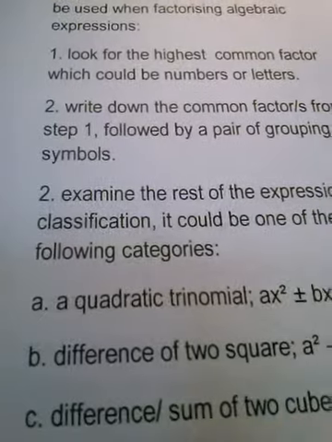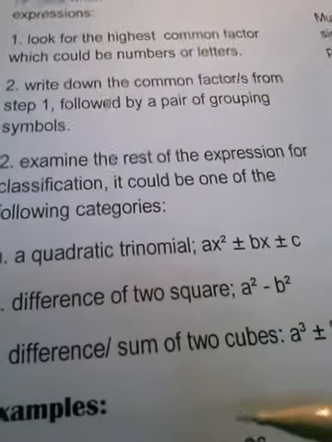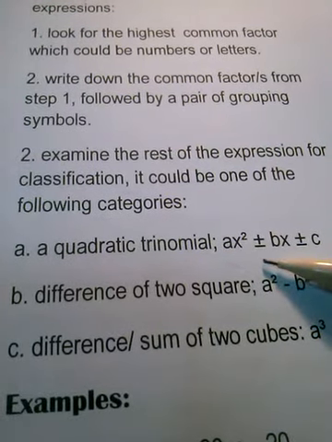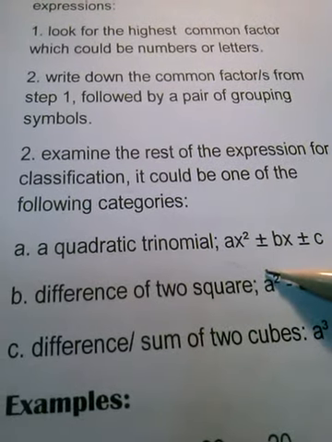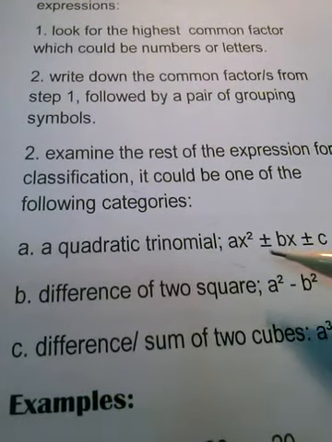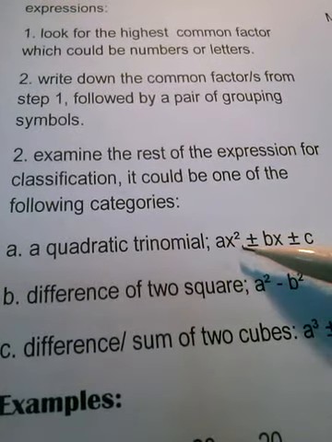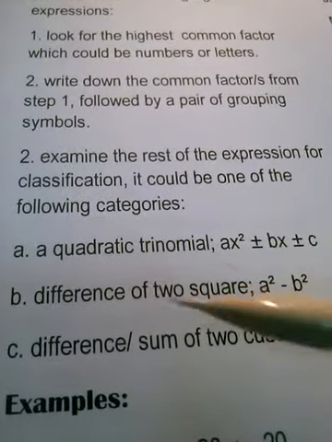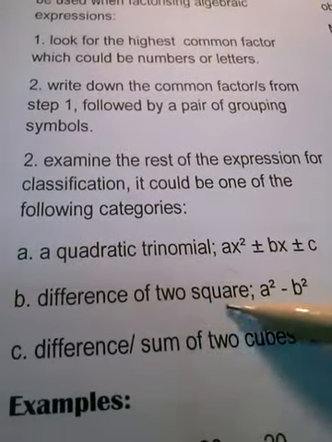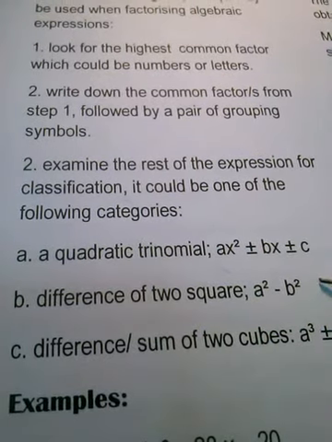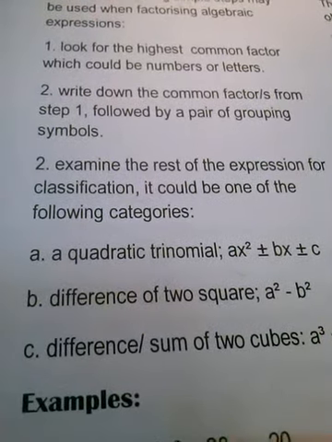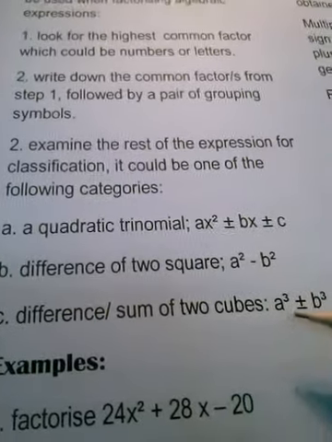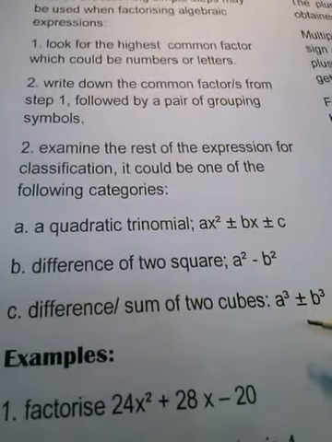The categories we have: the expression could be a quadratic trinomial, which has 3 terms. In general, we write it as ax squared plus or minus bx plus or minus c. Or it might be the difference of 2 squares, like a squared minus b squared. Or it could be the difference or sum of 2 cubes, a cubed plus or minus b cubed.